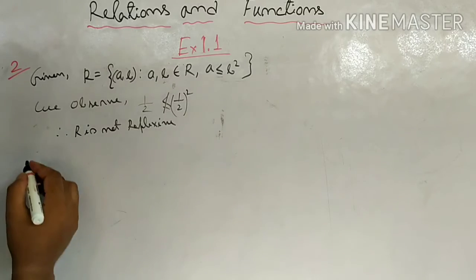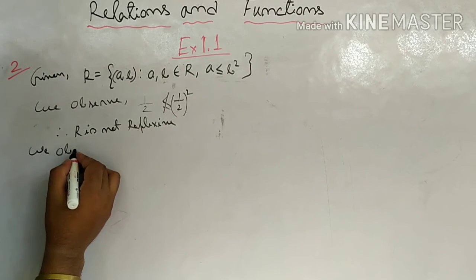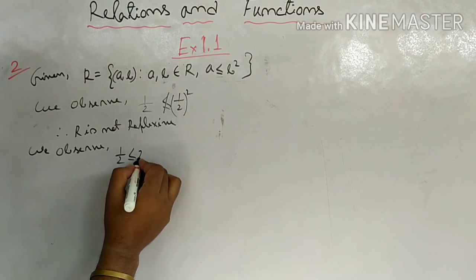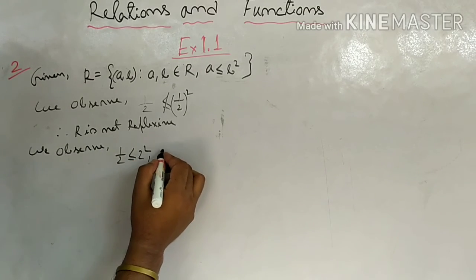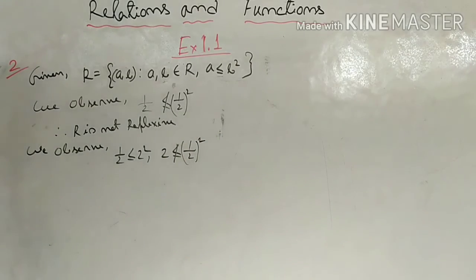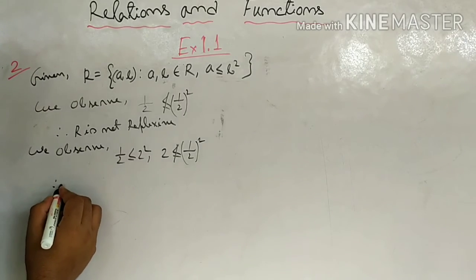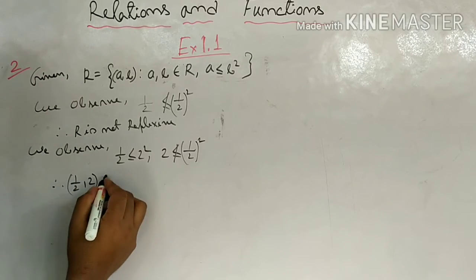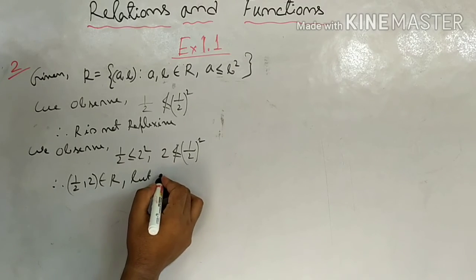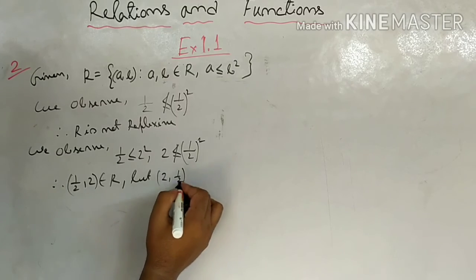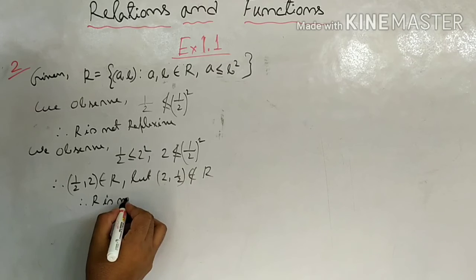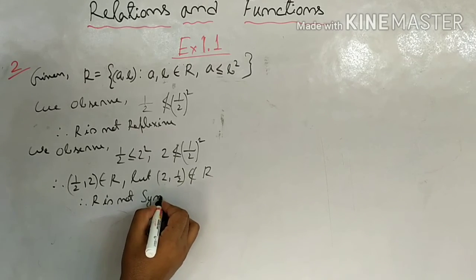Again another we observe, half is less than or equal to 2 square, but 2 is not less than or equal to half square. So (half, 2) belongs to R, but (2, half) does not belong to R. Therefore R is not symmetric.